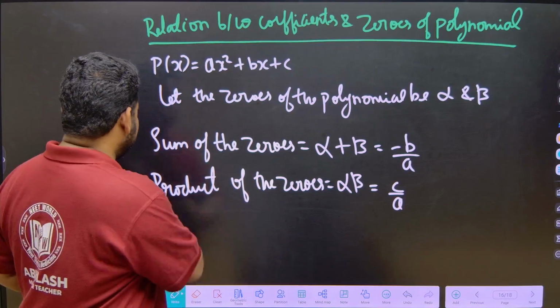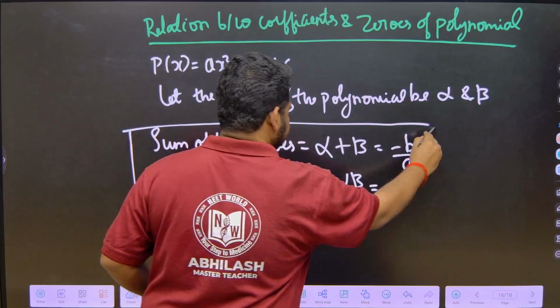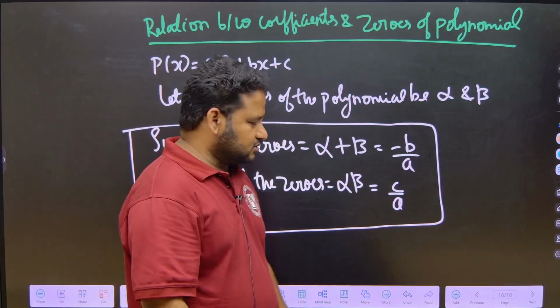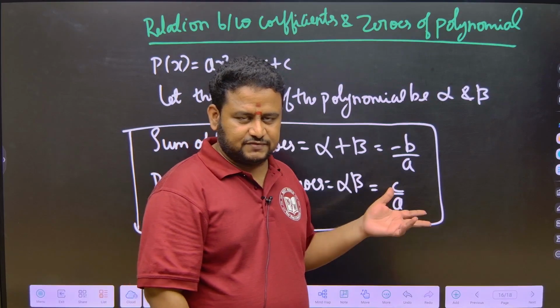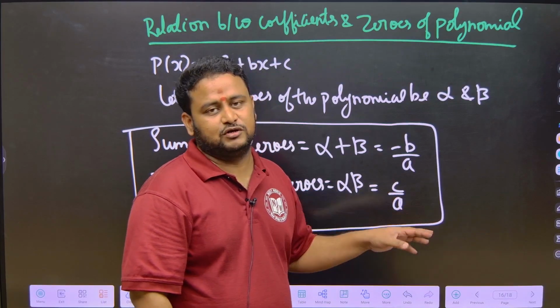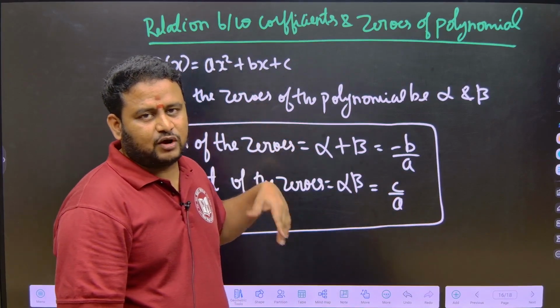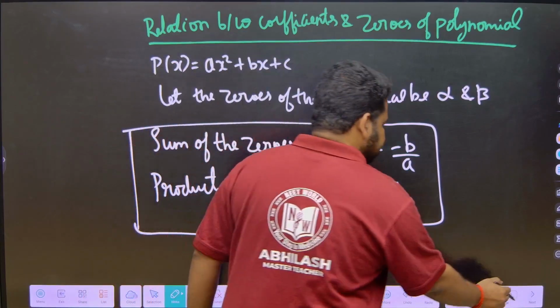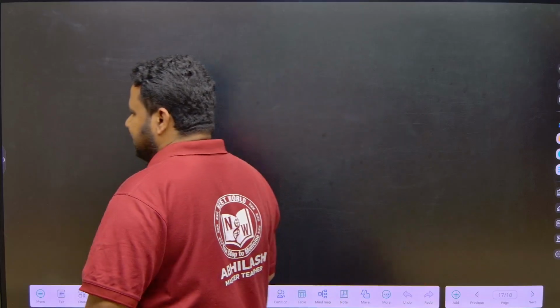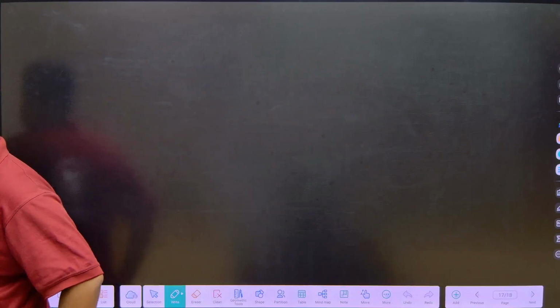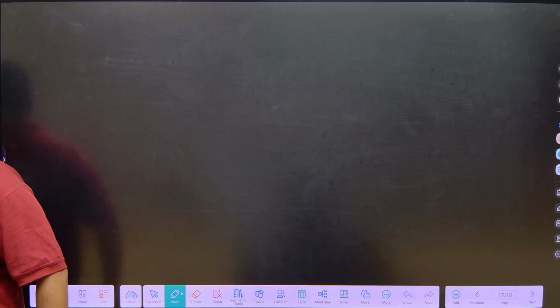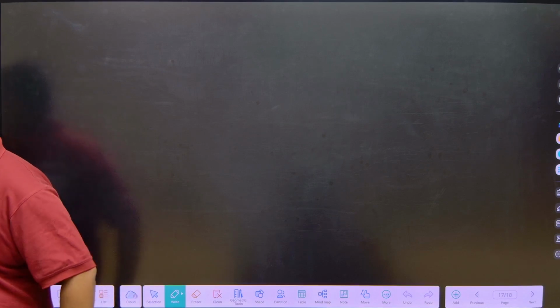This you have to remember. Okay, this is highly important. Sum of the zeros is equal to minus b by a. Product of the zeros is equal to c by a. This will vary a little when it comes to a cubic polynomial. Here we are talking about a quadratic polynomial, that is ax square plus bx plus c. Now let us take one particular example and try to establish the relation between coefficients and zeros of the polynomial.